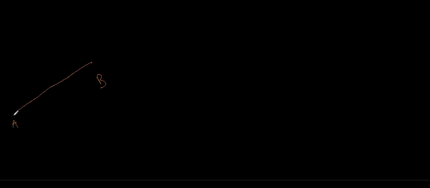Let's say this point here is the coordinate (1, 3), and here is the coordinate (5, 10). Now, a perpendicular bisector is a line that intersects any line, in this case the line AB, at the midpoint and is perpendicular to the line AB. So let's call this CD.